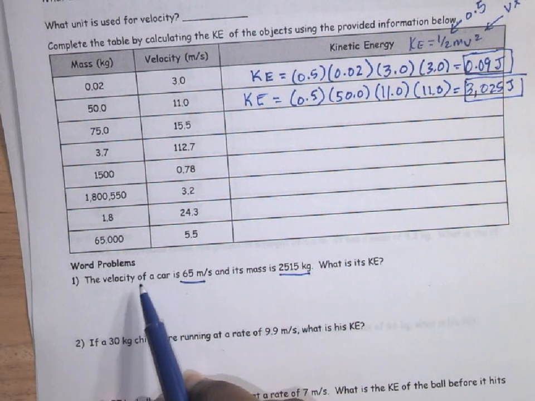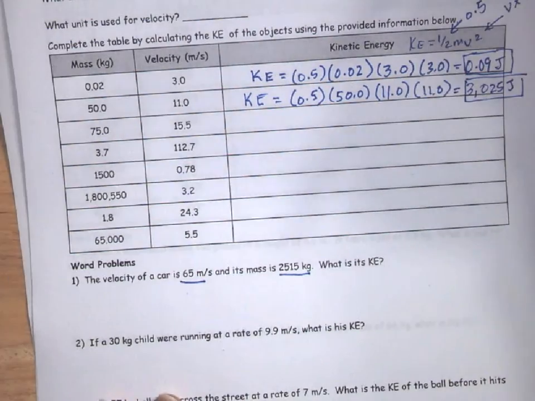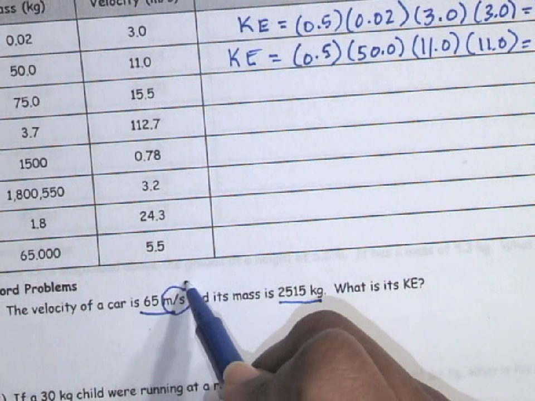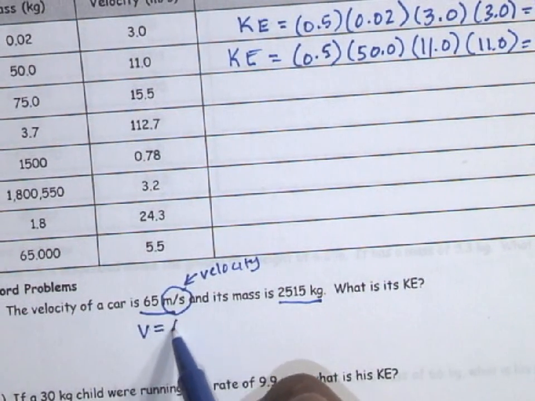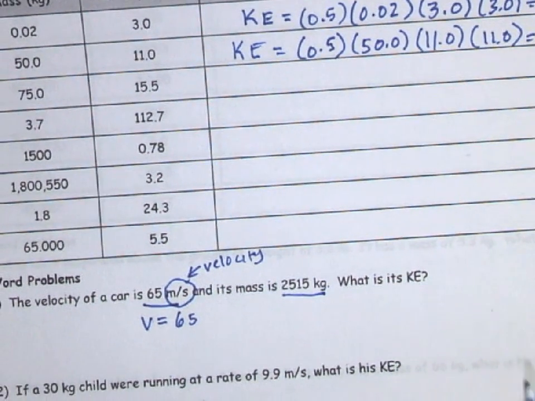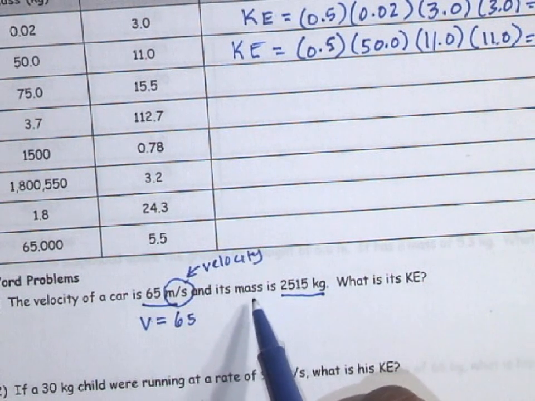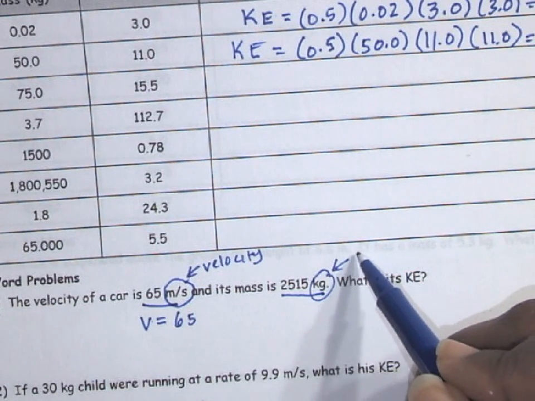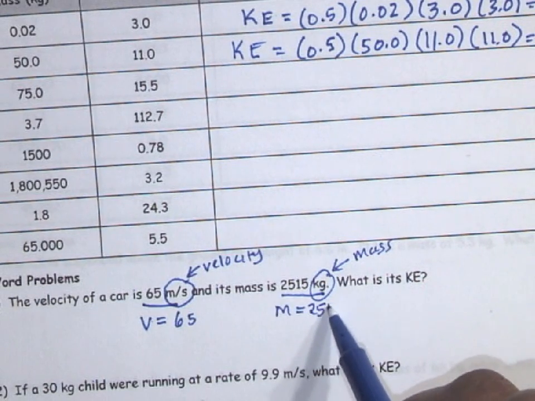In this first part, it says the velocity of a car is. That's my first clue that this number is my velocity. But you can also use the units, because the unit for velocity is meters per second. Whenever I see meters per second, I know it's velocity. So I'm going to say my V is equal to 65. And my M, which is my mass, they say its mass is 2,515 kilograms. That's my first clue, but also the units: when I see kilograms or kg, that's my unit for mass. So mass is equal to 2515.